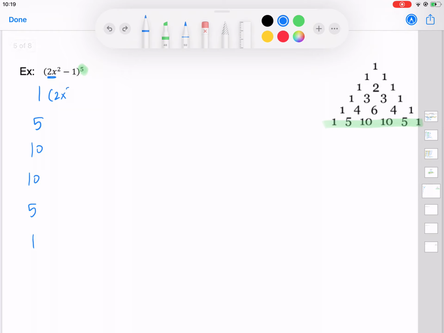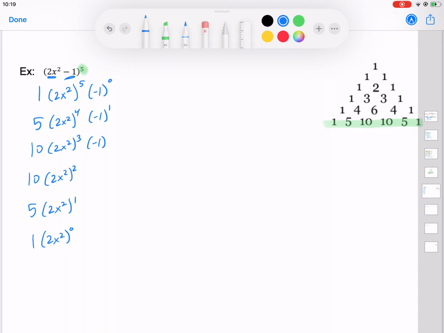2x squared, but then we're going to raise it to the 5th power for the first one, and then 2x squared to the 4th, 2x squared to the 3rd, 2x squared to the 2nd, 2x squared to the 1st, and 2x squared to the 0. Then I'll do the same thing with my b, just like we did, but now I'll start with the 0 power, to the 1st, to the 2nd, to the 3rd, to the 4th, all the way to the 5th.